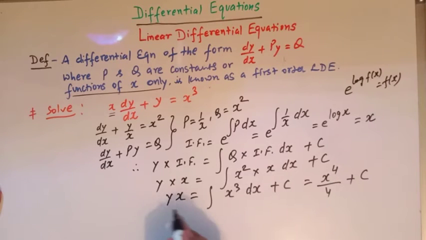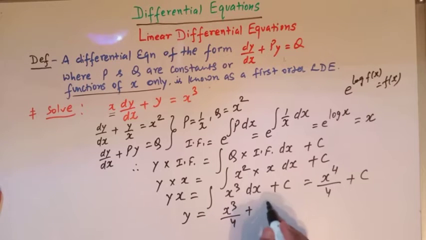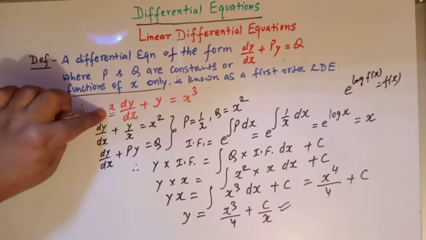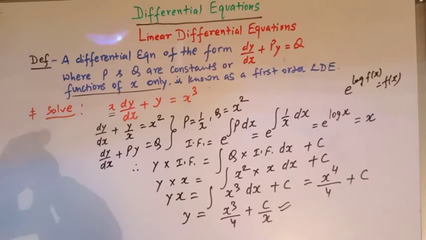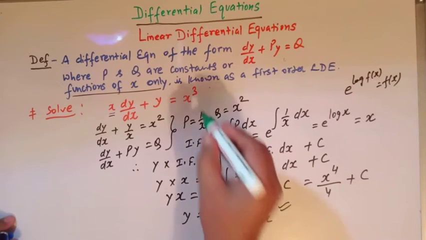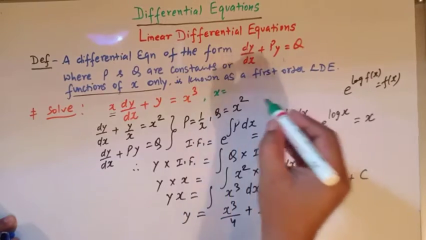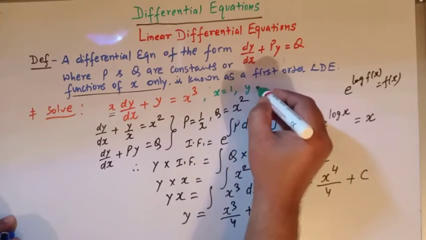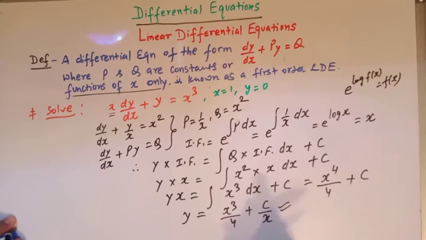Now dividing both sides by x, we have y is equal to x cube over 4 plus c over x. Clear? So this is the general solution of this differential equation. Clear? Now suppose we were given the initial conditions as say x is equal to 1 and y is equal to 0, then we can find out the particular solution of this differential equation.